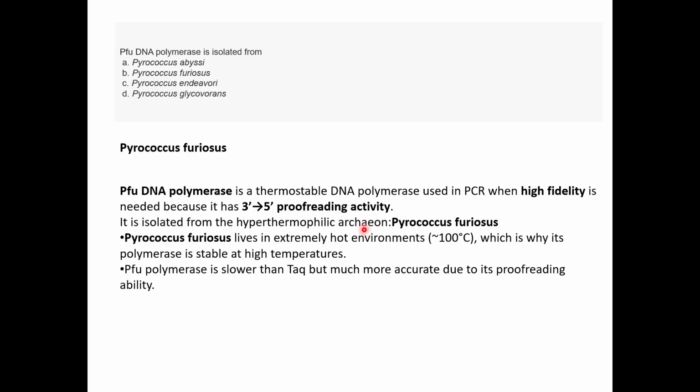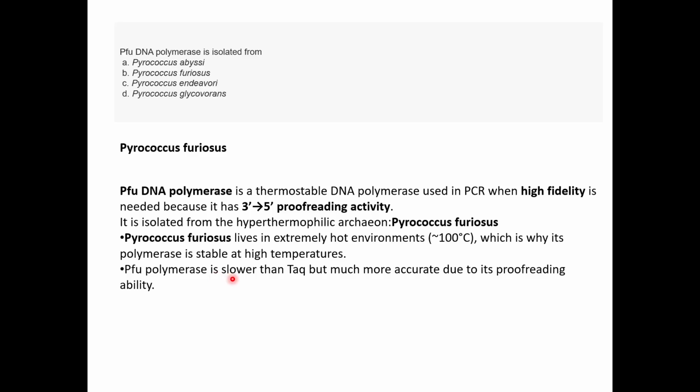is isolated from the hyperthermophilic archaeon Pyrococcus furiosus. Sorry, it's not a bacterium, it's an archaeon. Pyrococcus furiosus lives in extremely hot environments, almost 100 degrees centigrade, which is why its polymerase is stable at such high temperatures.